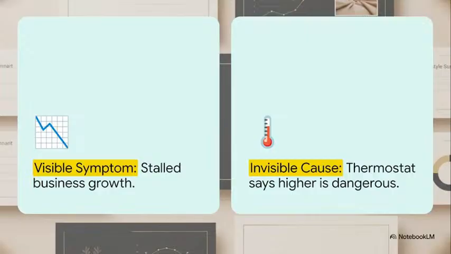But because we know the blueprint, we know exactly what's happening down in the invisible layer. The client has an internal thermostat that is literally telling their nervous system that going any higher is dangerous. Maybe they're afraid of visibility, or maybe they fear outshining a sibling, or losing their underdog identity. By recognizing this hidden thermostat, we know exactly what to do. We pull the expansion and identity levers to help them hold that next level, breaking the ceiling for good.